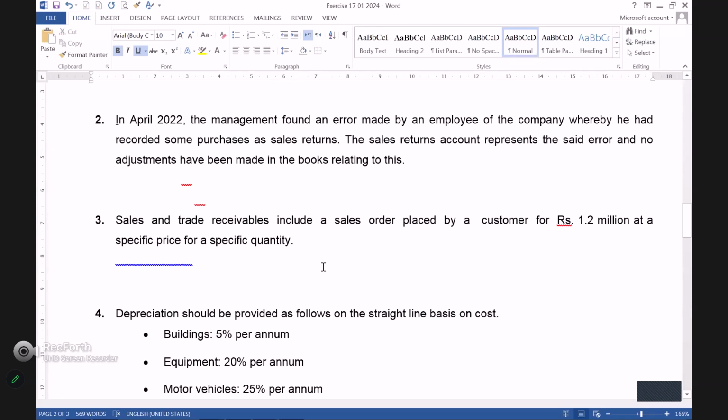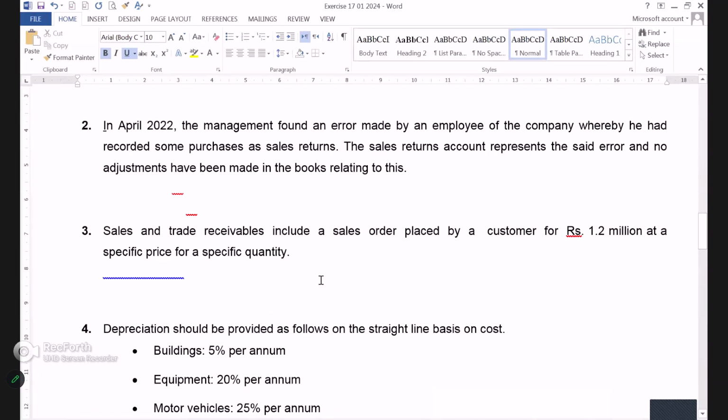So the purchase account is debited, sometimes it may be cash or it may be creditors, and that has been done correctly. But the purchase was entered into the sales return account. So what is the journal entry? The sales return is the debit, no? Debit side.